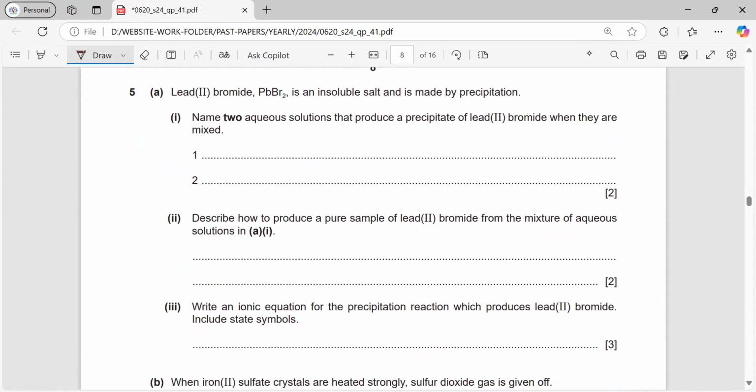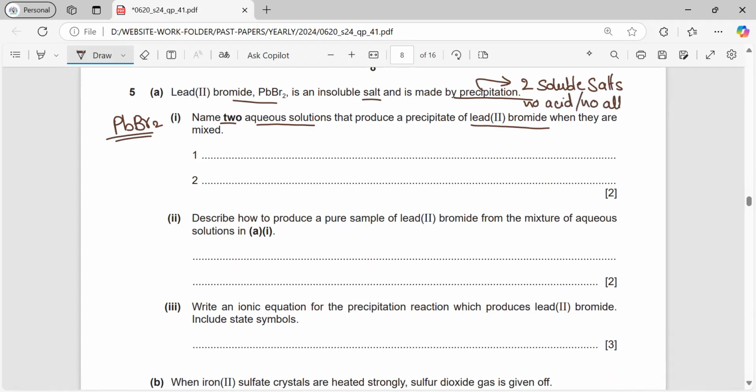Okay, so question number 5: lead bromide is an insoluble salt and is made by precipitation. Name 2 aqueous solutions that produce a precipitate of lead bromide when they are mixed. So we need to form lead bromide by a precipitation reaction. Remember that in a precipitation reaction, we use 2 soluble salts as reactants. There is no involvement of an acid, an alkali or a base, not at all, just 2 soluble salts.